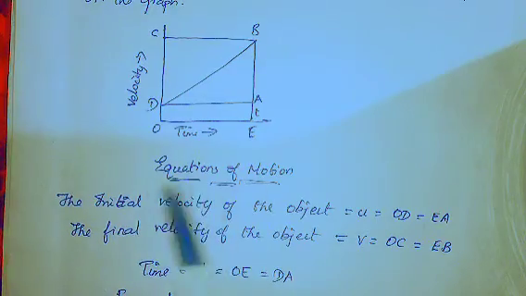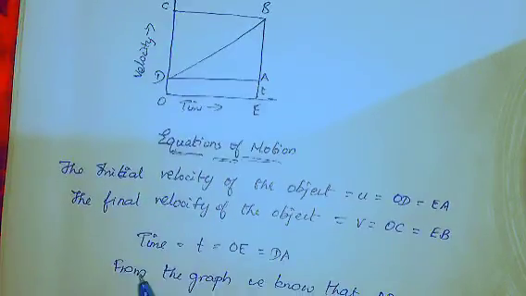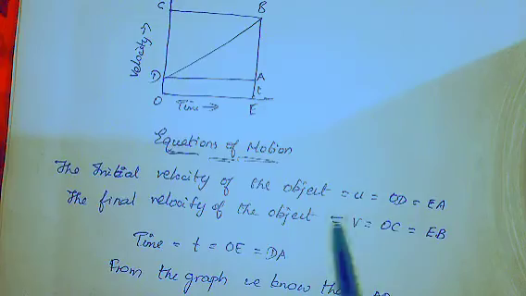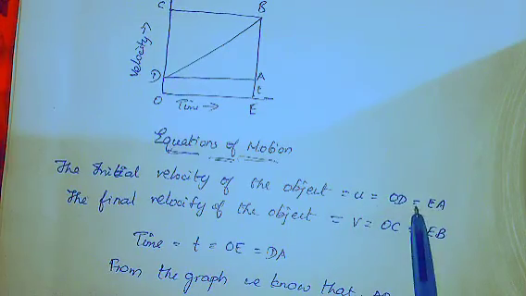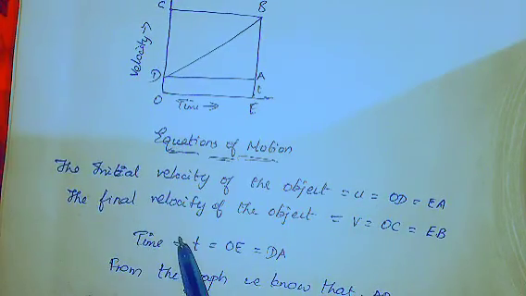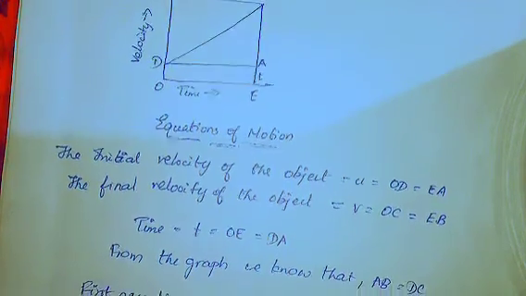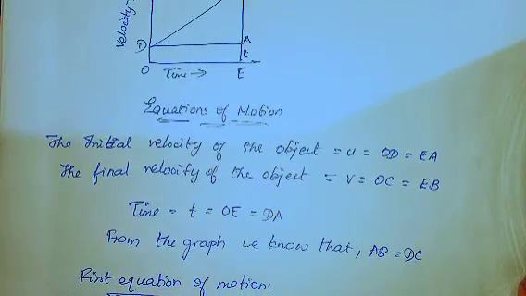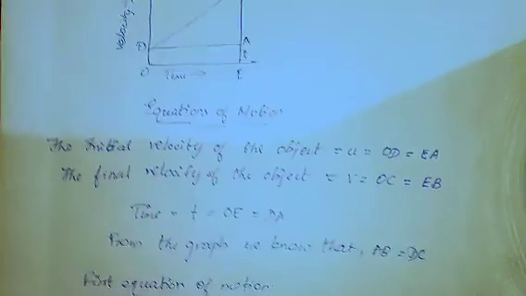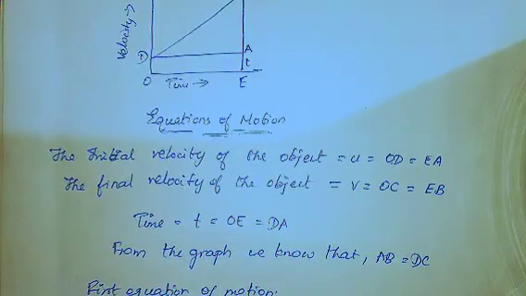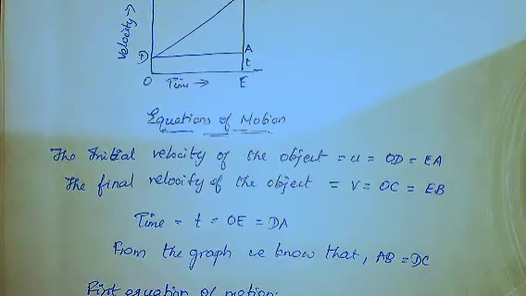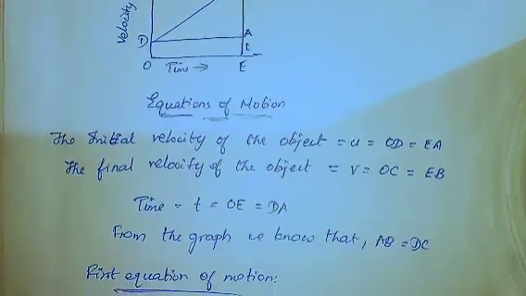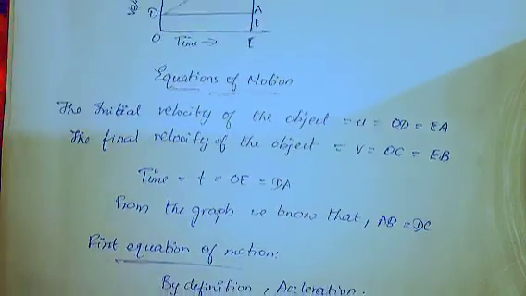For this graph of equations of motion, the initial velocity of the object is u equal to OD equal to EA. The final velocity of the object is v equal to OC equal to EB. Time is t equal to OE equal to DA. From the graph we know that AB equal to DC. Then we are going to simplify it.